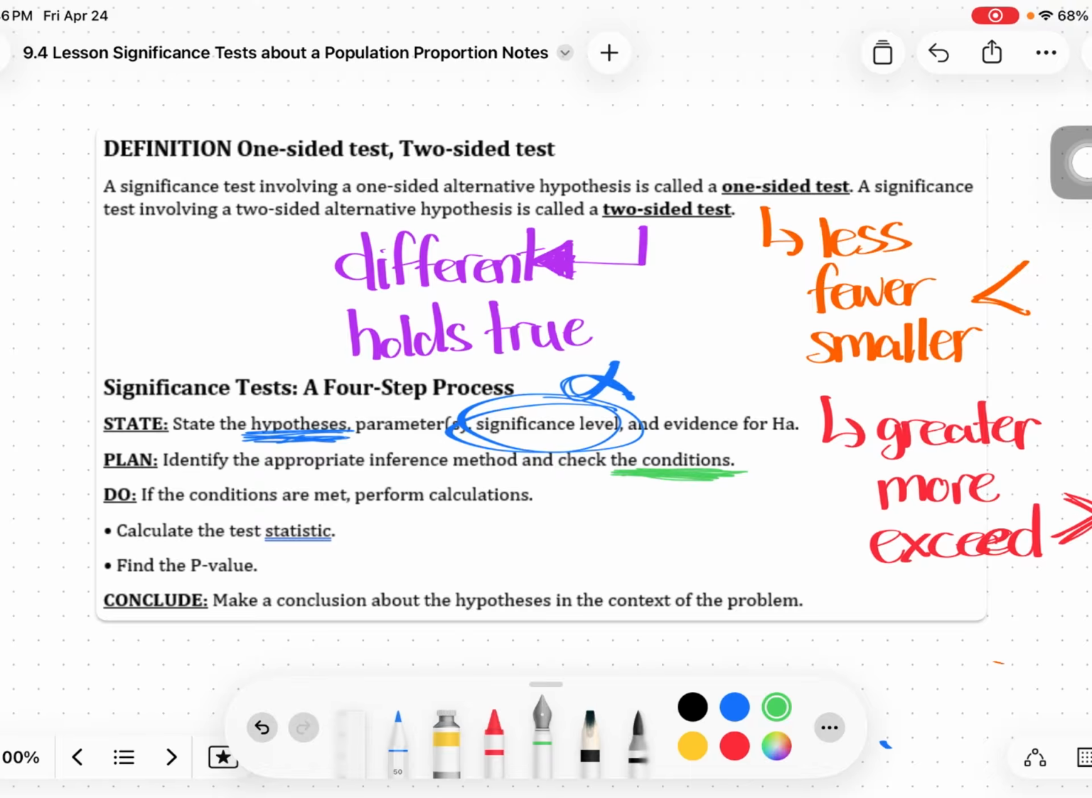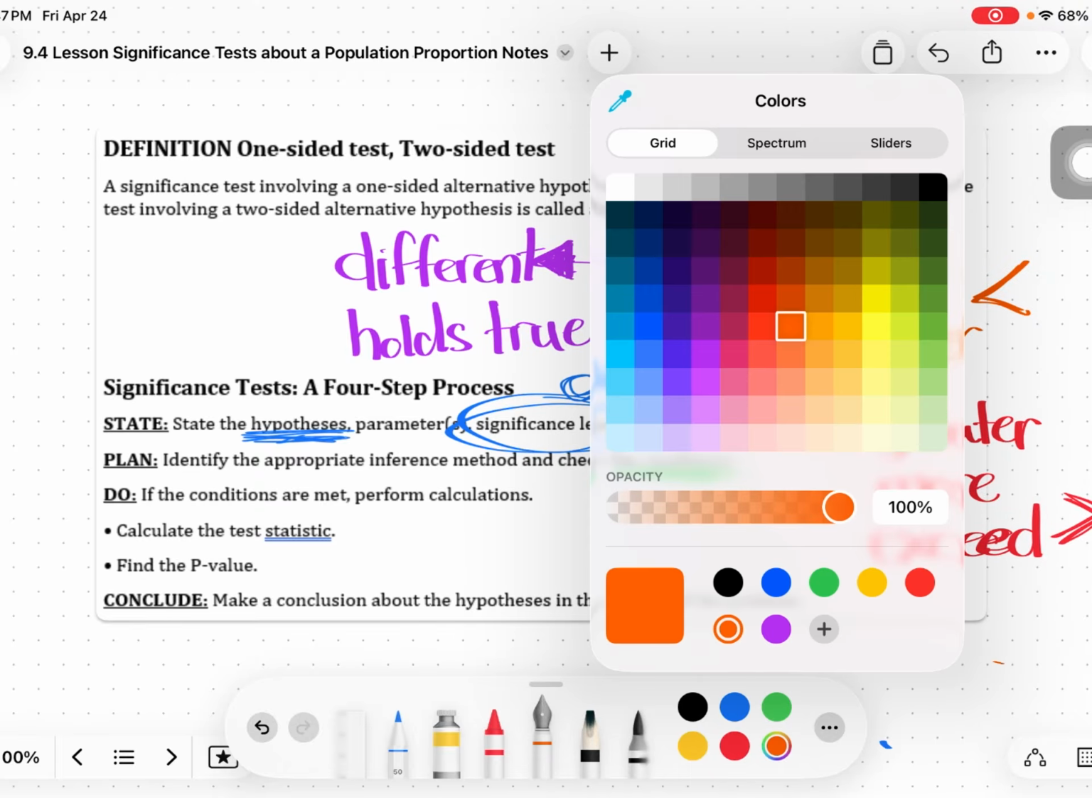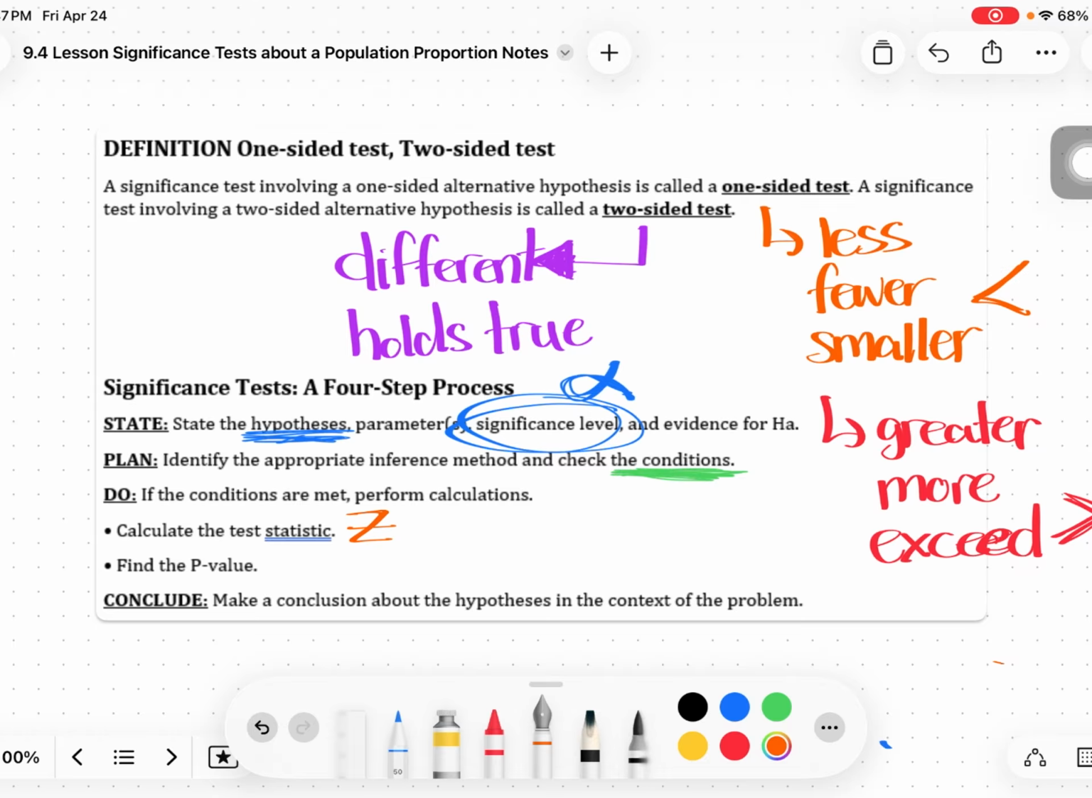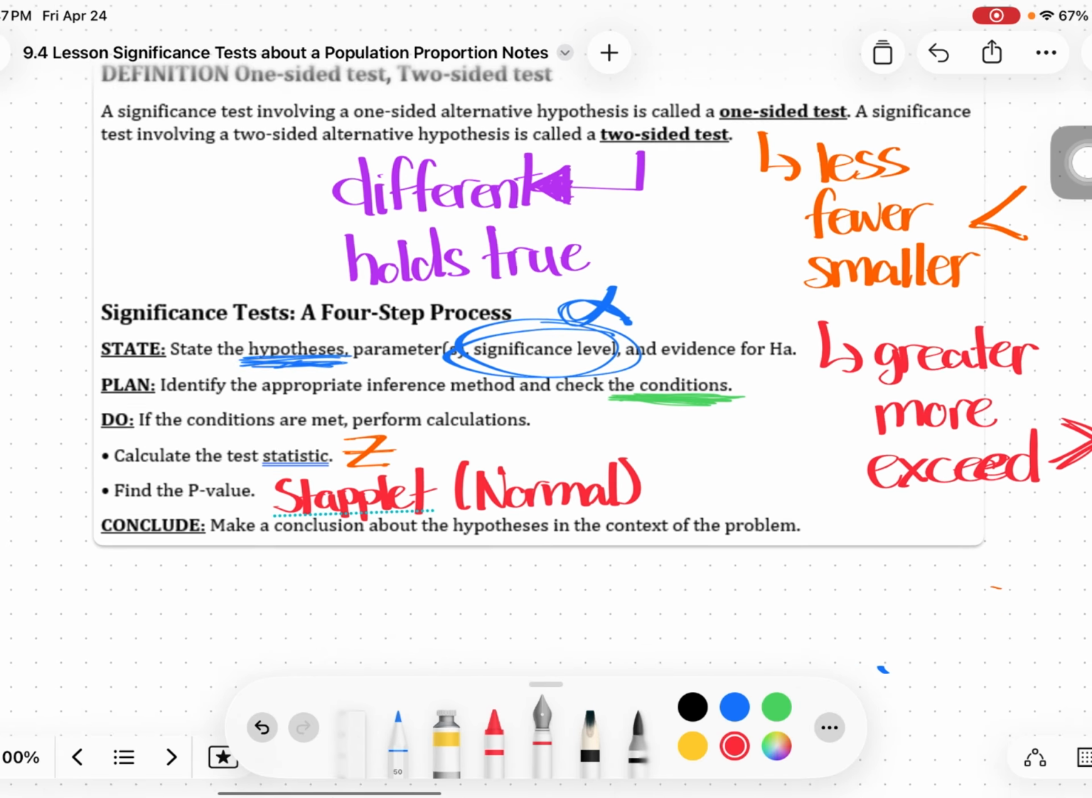So we have to calculate what we call a test statistic. That is a z value, which is something we've done in the past. We'll use that z value and plug that into Statplet, using the normal option on Statplet, and we will calculate a p-value, which is just a probability. And then finally, we'll make a conclusion.